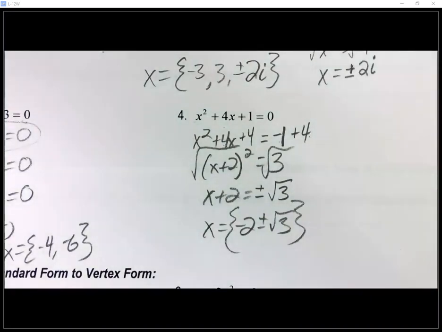Isn't it just one though? Because you have -2 plus root 3 and -2 minus root 3. That's 2 different answers.